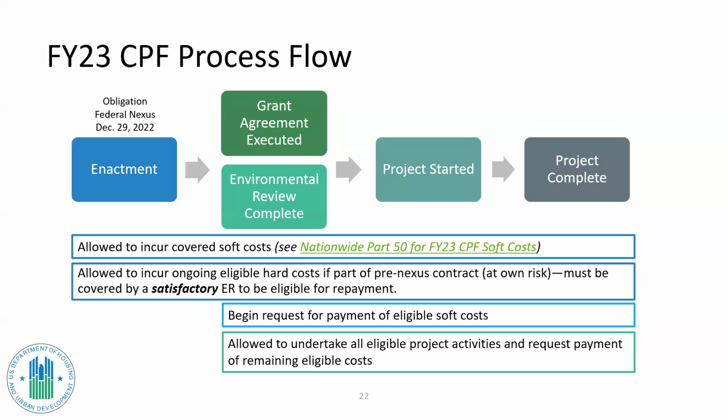After the grant agreement has been executed for a project, the grantee can start requesting payment of covered soft costs. And then once the grant agreement and the environmental review have been completed, the grantee may undertake all eligible activities and request payment for all remaining eligible project funds.